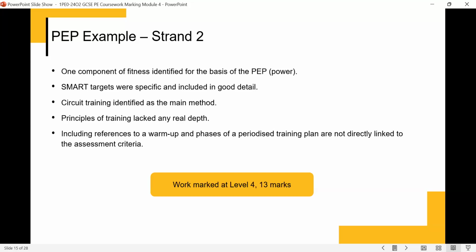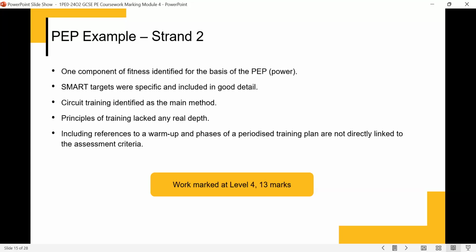We have seen in some PEPs, and again, it has improved over the years, that multiple components of fitness have been selected for the focus of the PEP. Now, look, that's absolutely fine. There's no rule about that. The only thing I'll say is that if you select more than one component, then obviously deeper analysis is required to hit those higher mark levels. And remembering you've only got 1,500 words to be able to fit all that in. So one piece of advice, maybe you just look at the main weakness from that fitness element and just focus on that.